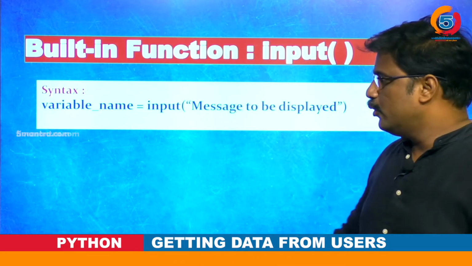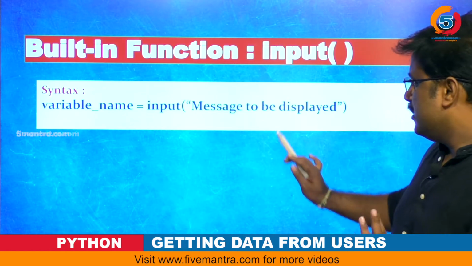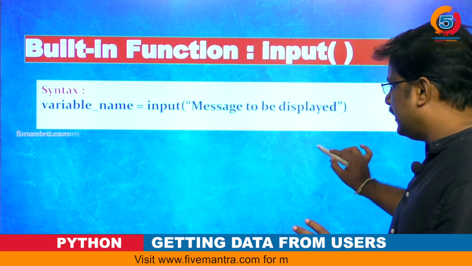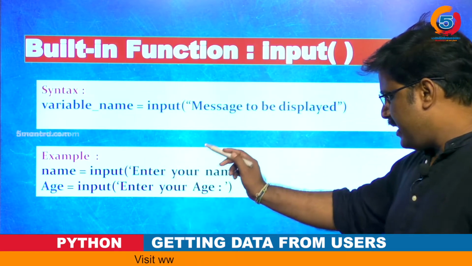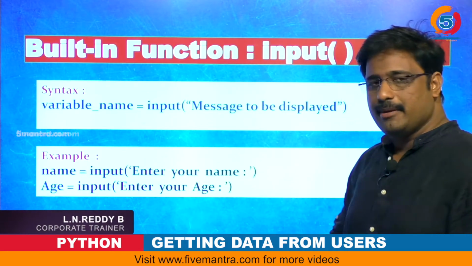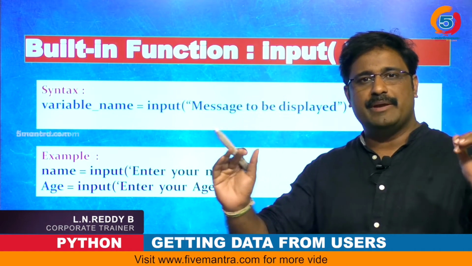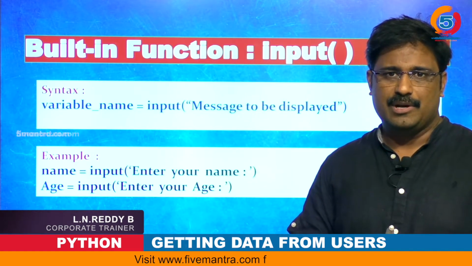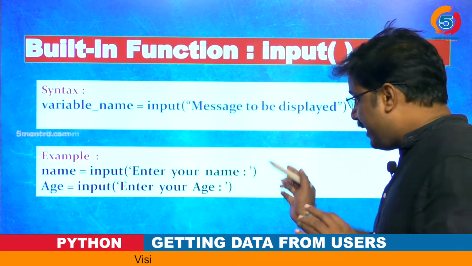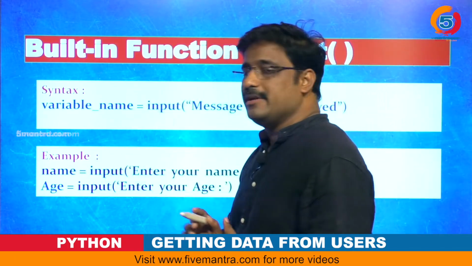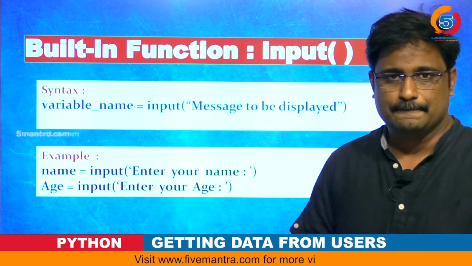Right now, we'll go with the examples. Maybe you will find it complicated, but if you go with an example, you will get a clear idea. See that: name equal to input, "enter your name". The message "enter your name" will be visible to the programmer, and the end user will enter his name. That entered name will be saved into the name variable, right?